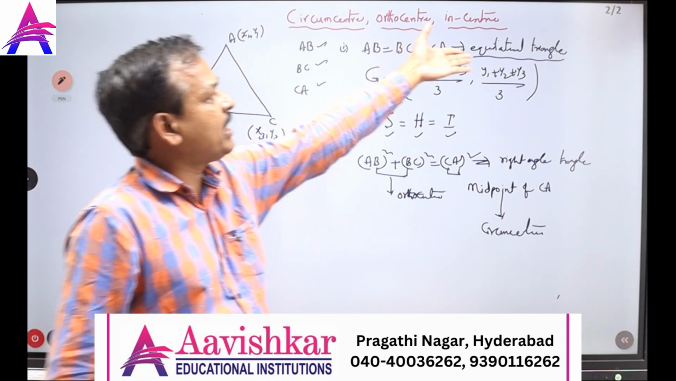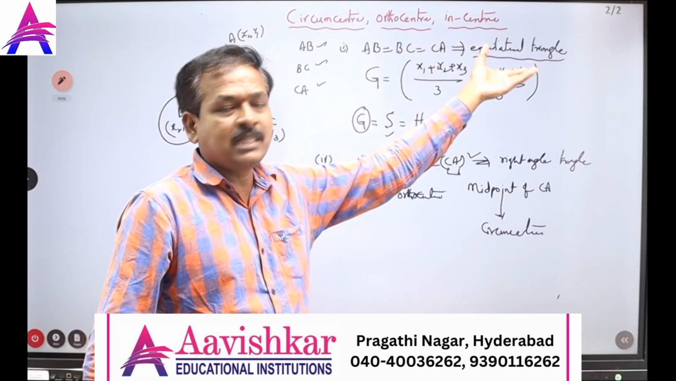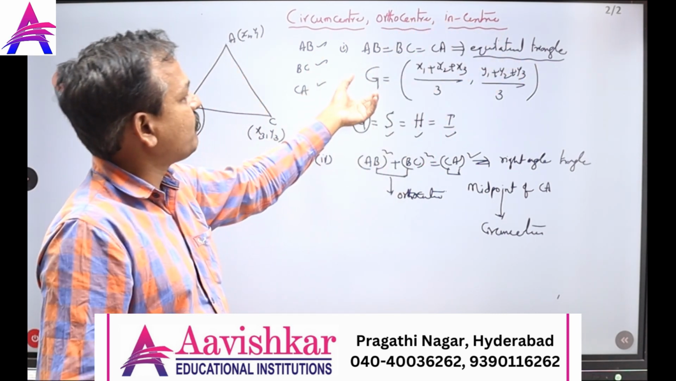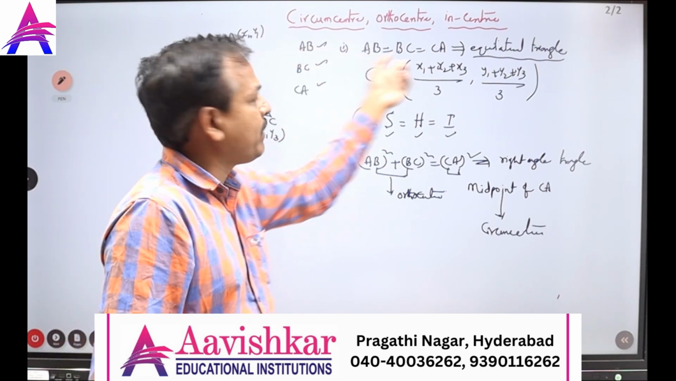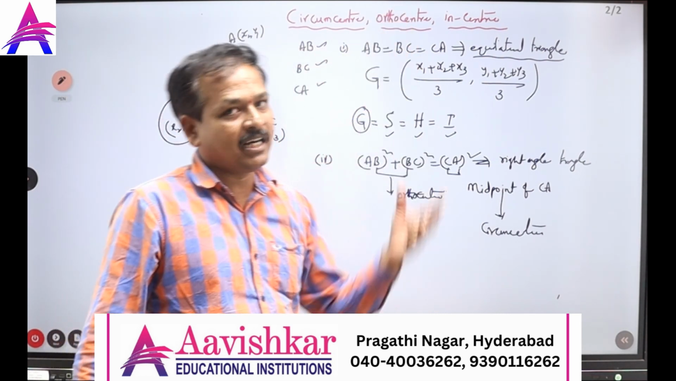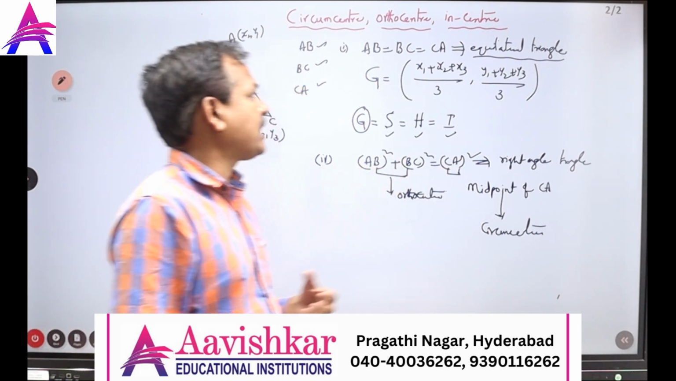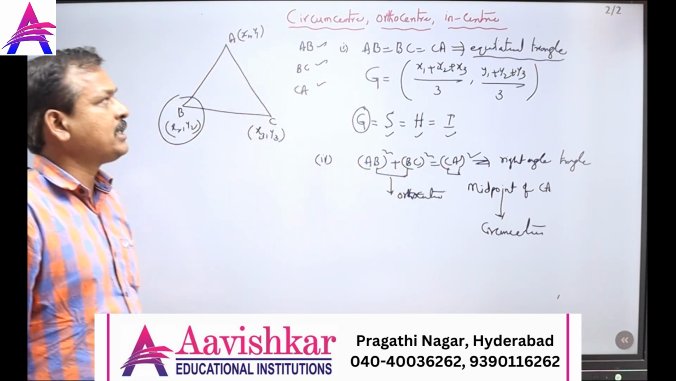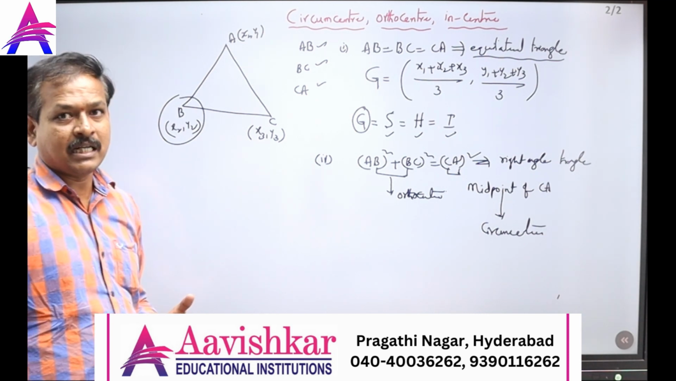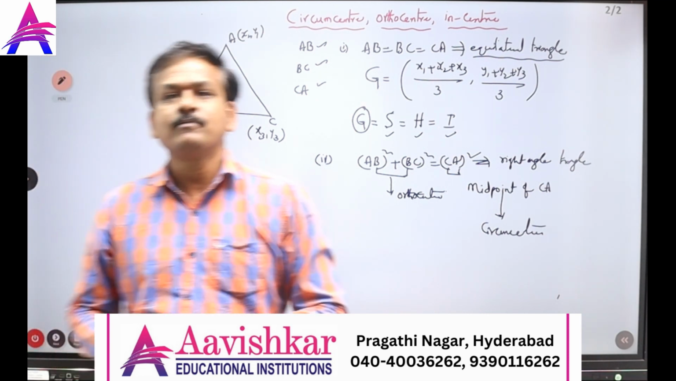Whereas we discussed in the previous one, if a triangle is equilateral, then the centroid itself is going to be the orthocenter, incenter and circumcenter. I think you got my point. So this is a very important technique to find out the circumcenter, orthocenter and incenter. I think you got my point. So thank you.